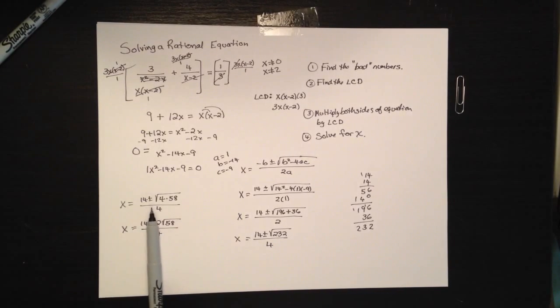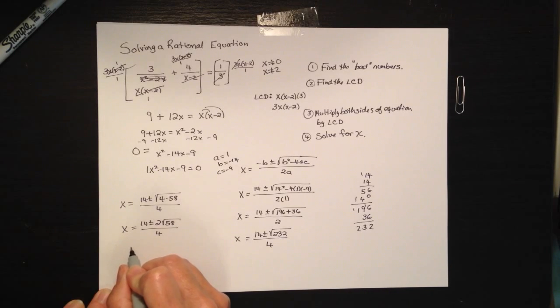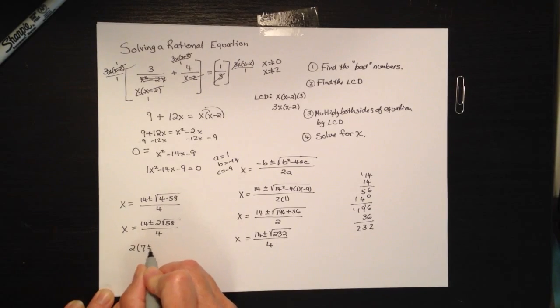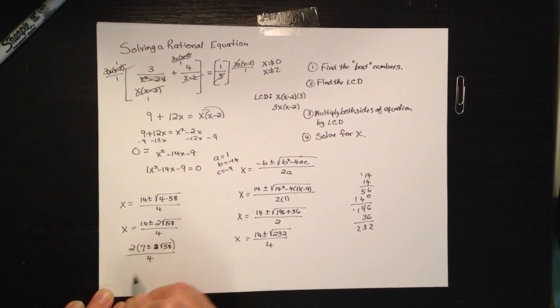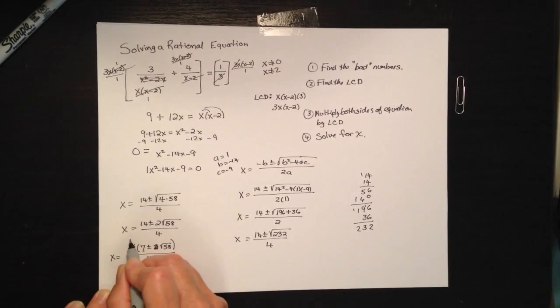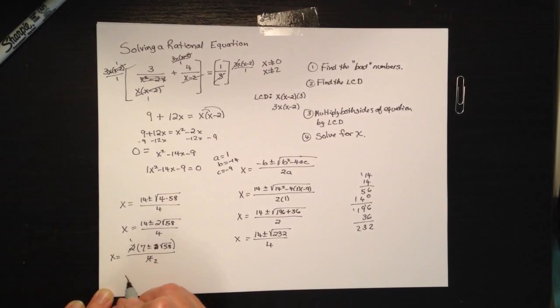You can divide 14 over 4 and 2 times the square root of 58 over 4, or you could factor out a 2 from the numerator, and this would be 7 plus or minus 2 times the square root of 58. I'm sorry, the 2 got factored out. 7 plus or minus the square root of 58 over 4, and then we could say 2 goes into 4 2 times, and so our most simplified answer is 7 over 2 plus or minus the square root of 58 over 2.